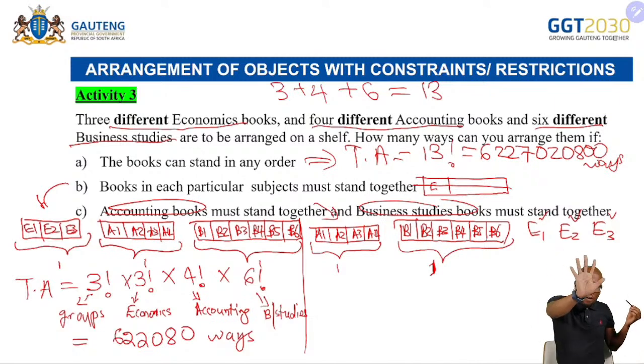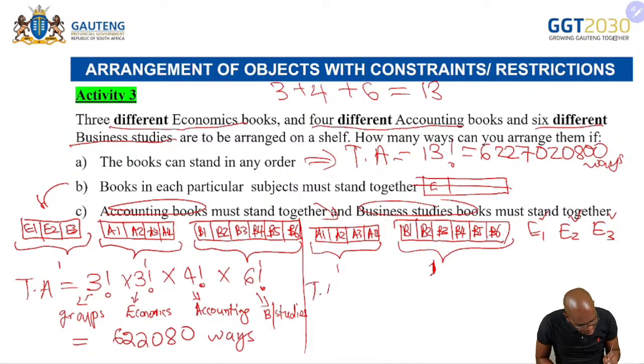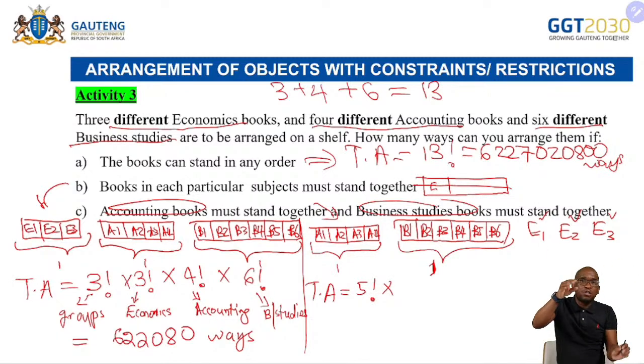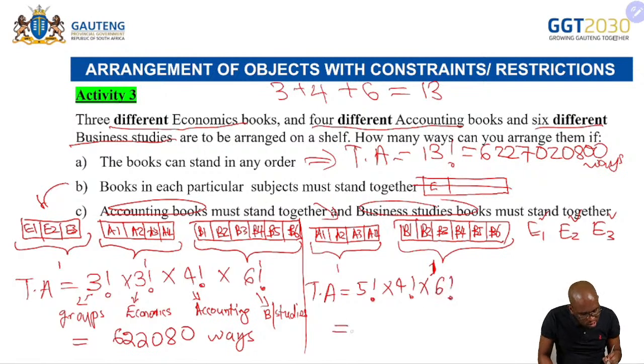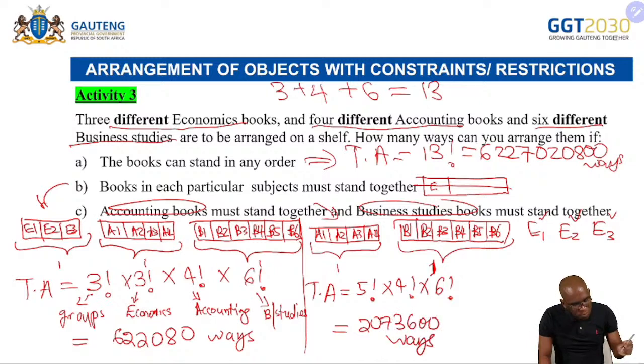So you'll have 5 objects to arrange. In this case, the total arrangement would be 5 factorial for the overall arrangement. But if you zoom into the accounting books, they can interchange positions in 4 factorial ways. And then the business studies books can interchange positions in 6 factorial ways. Now, if you simplify that using a calculator, 5 factorial times 4 factorial times 6 factorial, this would give you 2,073,600 ways. So that is basically how you can arrange these books.